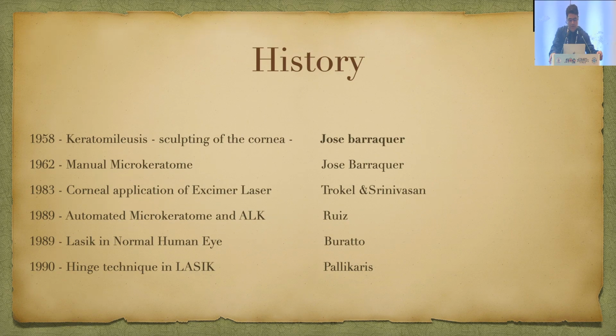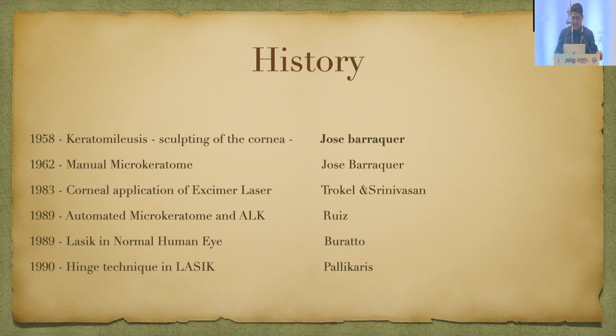So quickly going through the history, we all know it was Jose Barraquer in 1958 who started keratomileusis, and in 62 he developed the manual microkeratome. It was Trokel and Srinivasan in 1983 who found out the corneal application of Excimer laser. And finally in 1990, Pallikaris started using the hinge technique in LASIK.